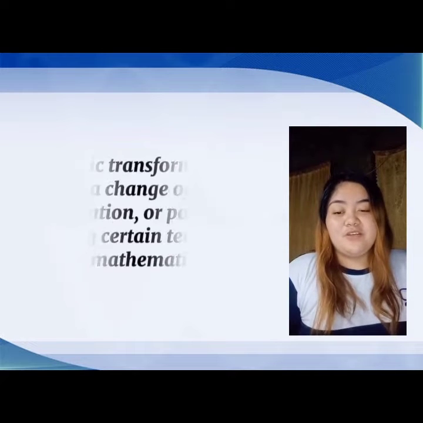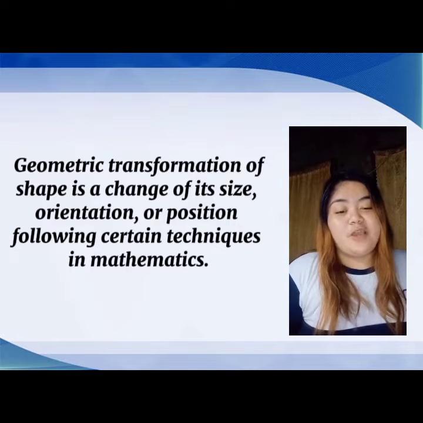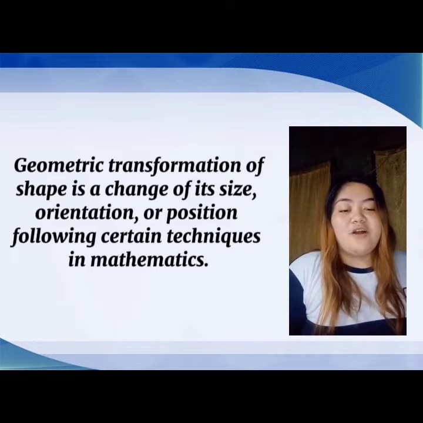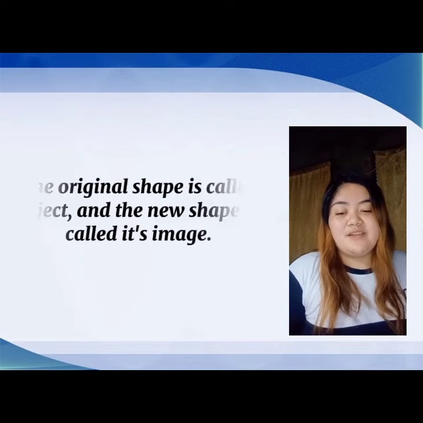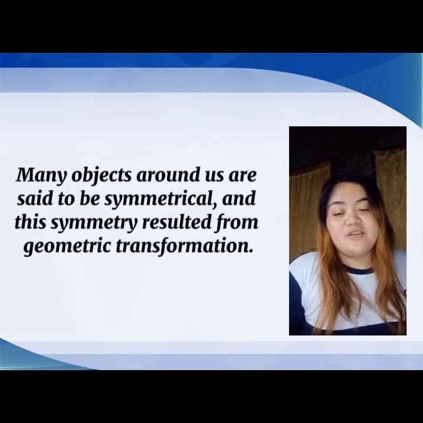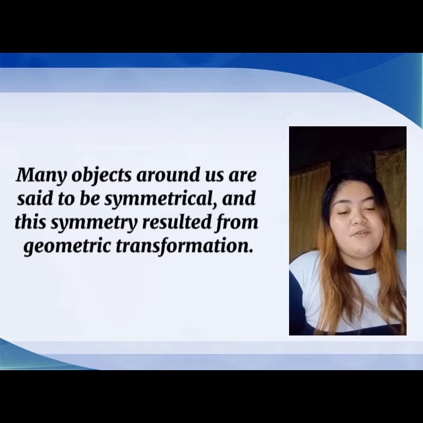Geometric transformation. Geometric transformation of a shape is a change of its size, orientation, or position, following certain techniques in mathematics. The original shape is called the object, and the new shape is called its image. Many objects around us are said to be symmetrical, and this symmetry results from geometric transformation. Transformation means to change. Hence, a geometric transformation would mean to make some changes in any given geometric shape.